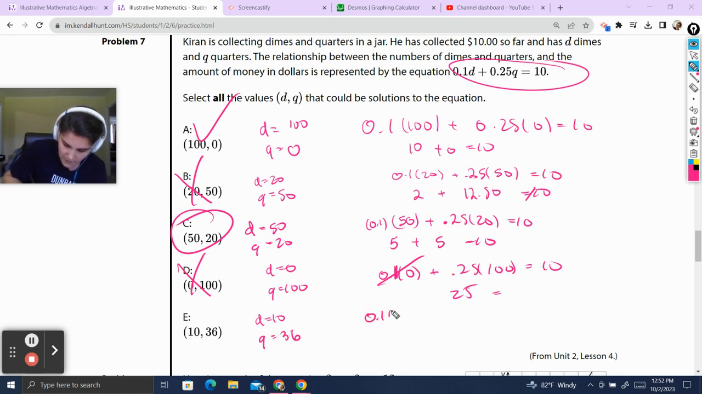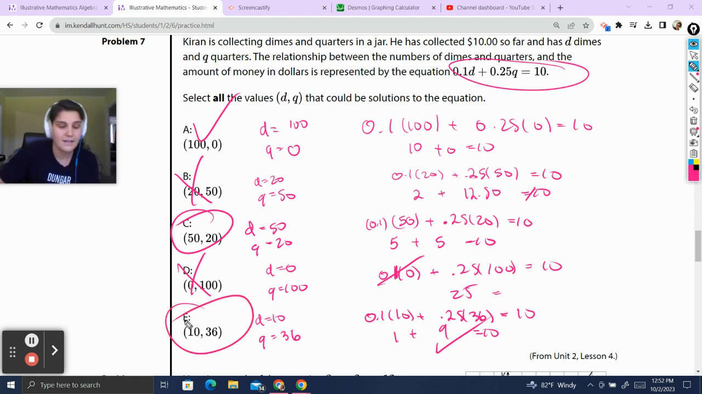We plug them in, 0.02 times D, which is 10, plus 0.25 times 36. Is that equal to 10? This is going to give me $1, and 0.25 times 36 is $9, is equal to 10. Yup, this is correct. All right, so go ahead, plug and chug each one.